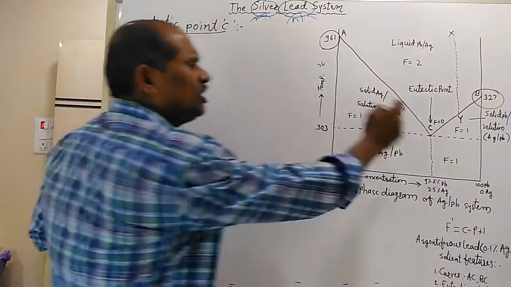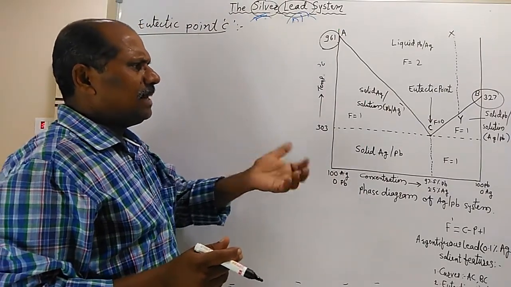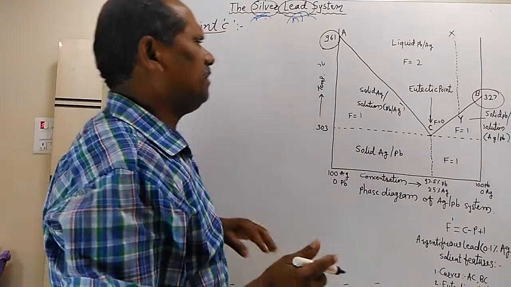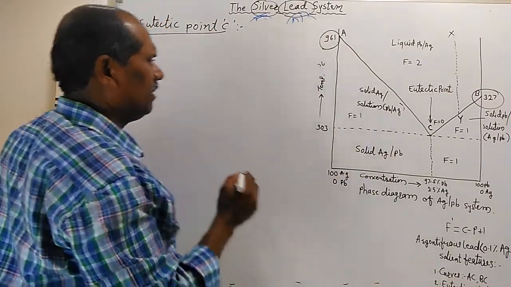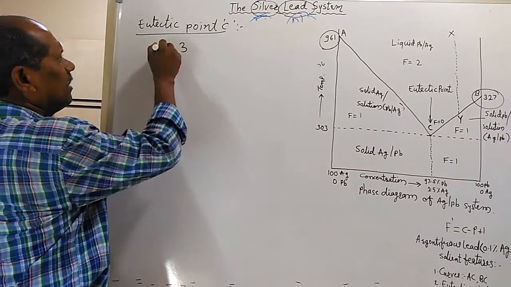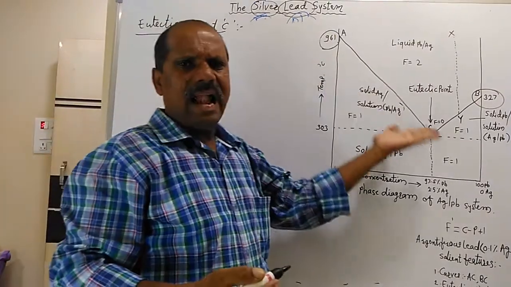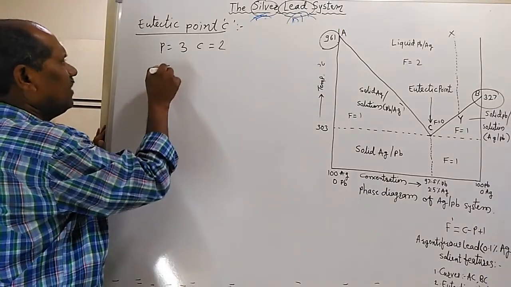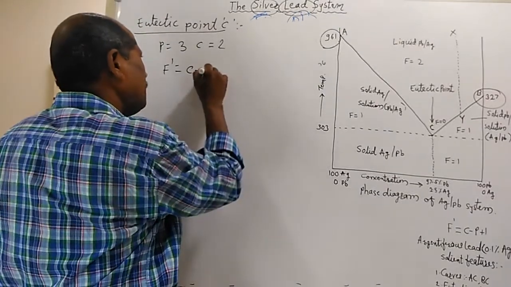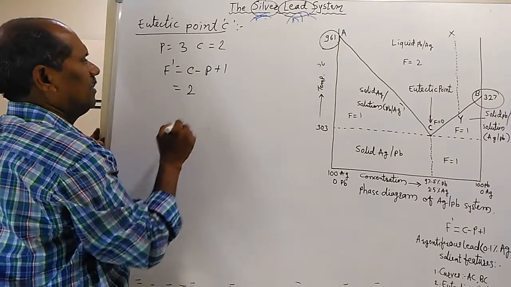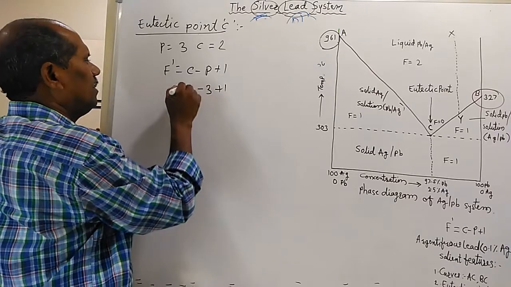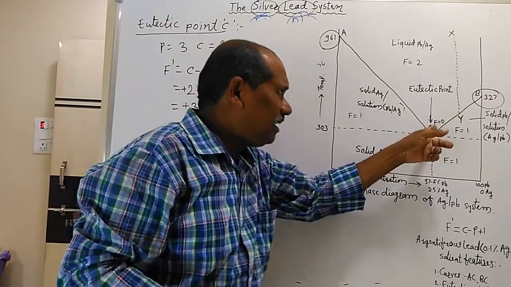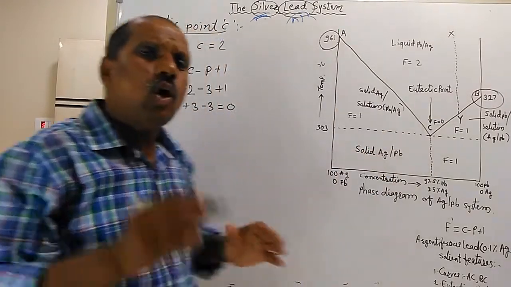At this point C, there are three phases which are in equilibrium: solid Ag, solid Pb and solution of AgPb. P is equal to 3. Components are 2, silver and lead. Therefore, the degree of freedom at the point C is F dash is equal to C minus P plus 1, components are 2, phases are 3, plus 1, that is 2 minus 3 plus 1, is equal to 0. At the point C, the degree of freedom is 0, and hence the system is non-variant.